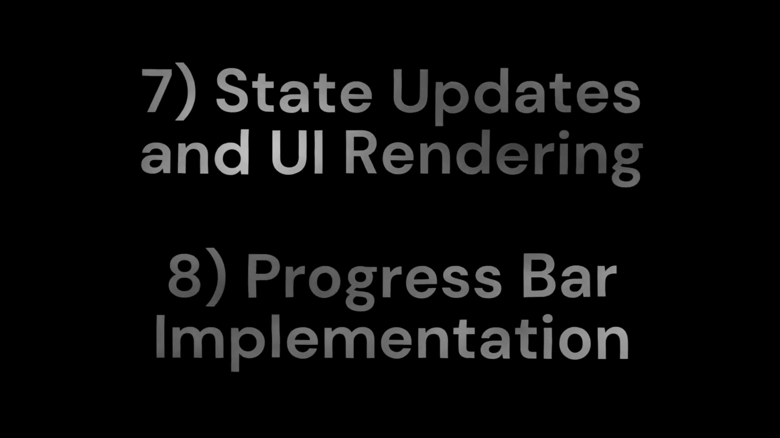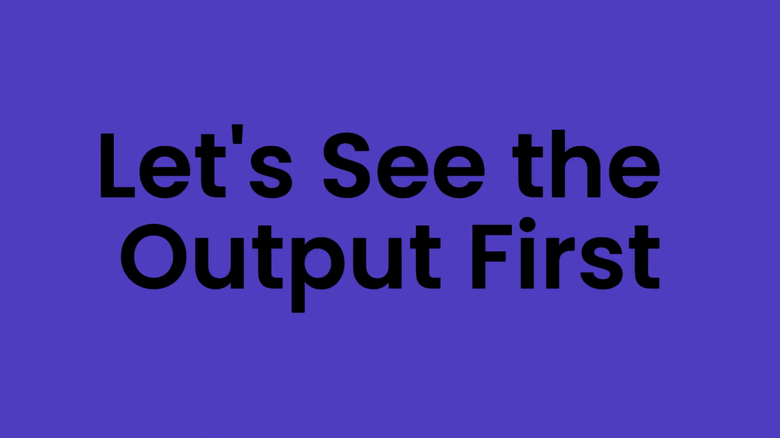Then fifth one is randomization and shuffling, by using JavaScript methods, and Bootstrap for styling. Sixth is the Bootstrap grid system, and seventh is state updates and UI rendering, and eighth is progress bar implementation. Let's see the output of this project first.